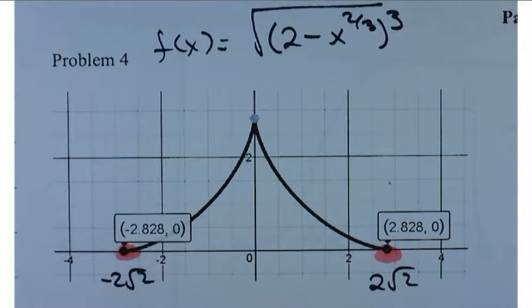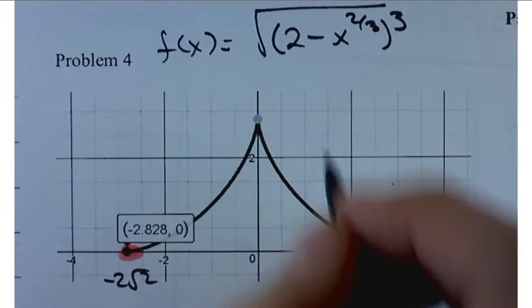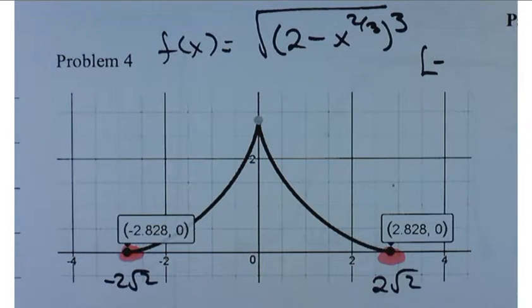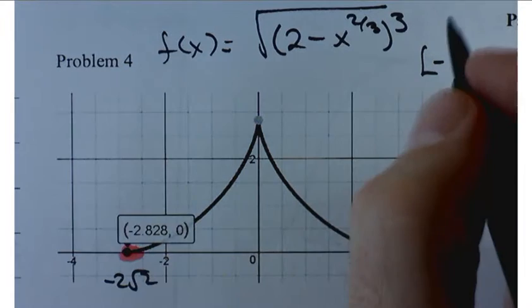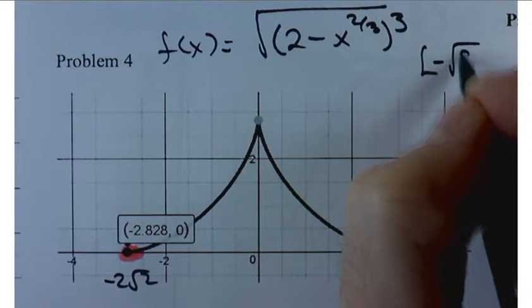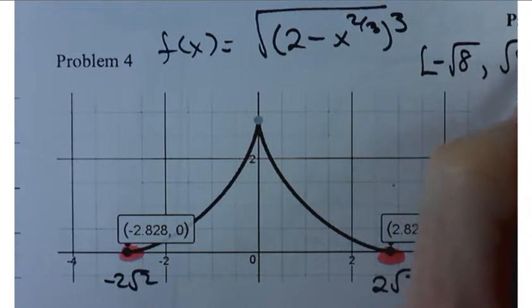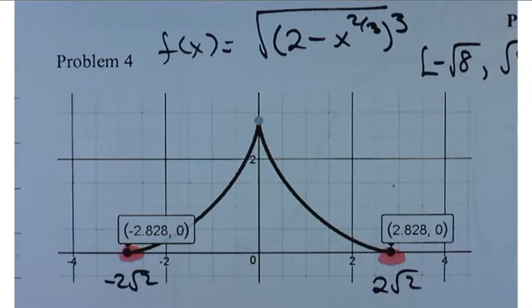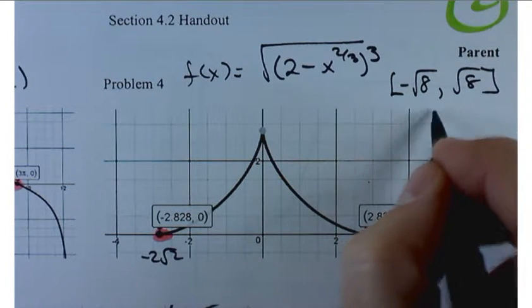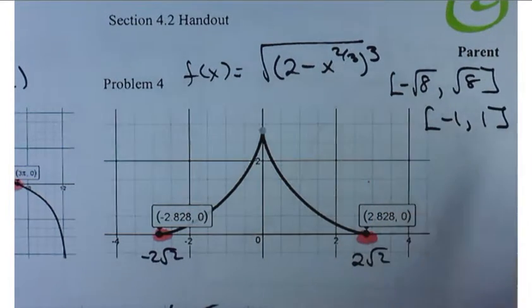But as before, what you can see here is on the interval negative 2 root 2. Basically, it turns out to be negative square root of 8. So let me just cheat. Negative square root of 8 to square root of 8. On that interval, or actually I think the book uses -1 to 1. But either interval is fine.